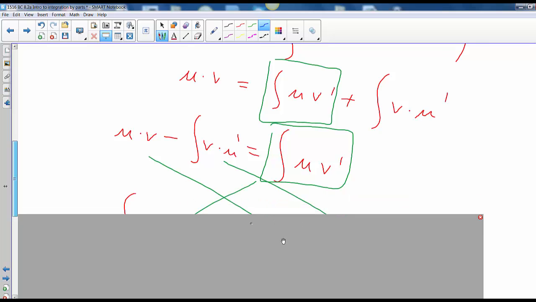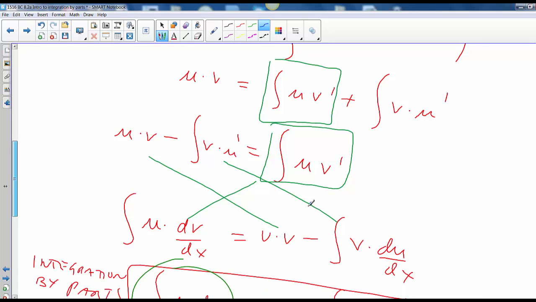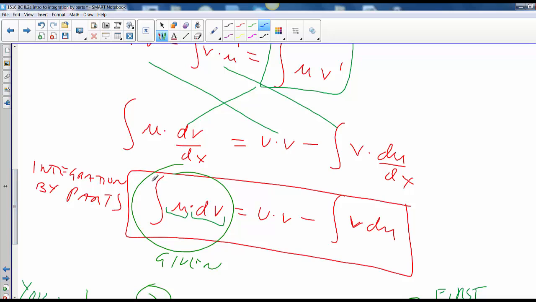And now I am going to rewrite that as the integral of u times dv dx. Instead of v prime, I'm going to go back to what it was before, equals uv minus the integral of v du dx. And that gives us our integration by parts formula. So what we do is we just say the integral of u dv equals uv minus the integral of v du.